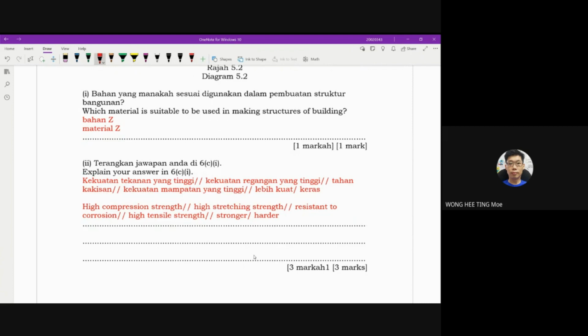Any questions? This is a suggested answer, or do you have a different answer? Anyone have a different answer? It is 3 marks. Explain your answer.